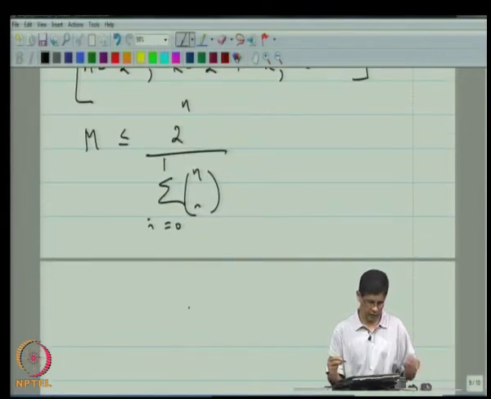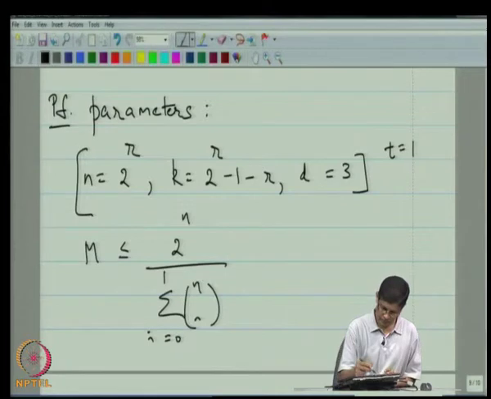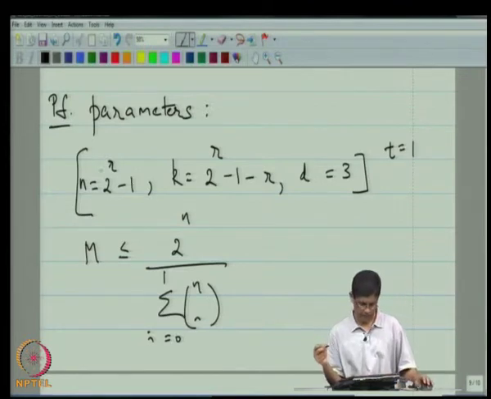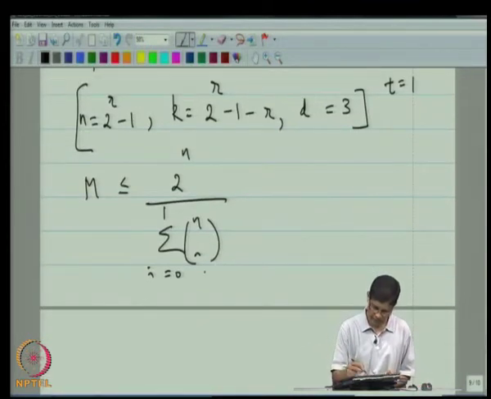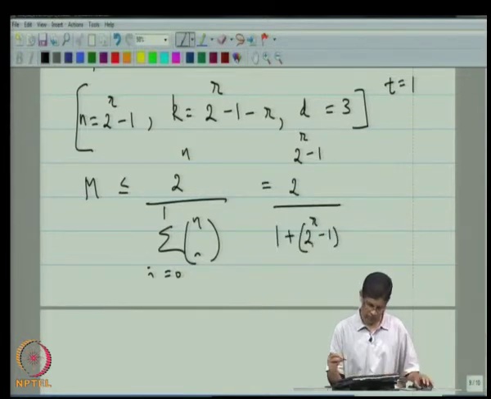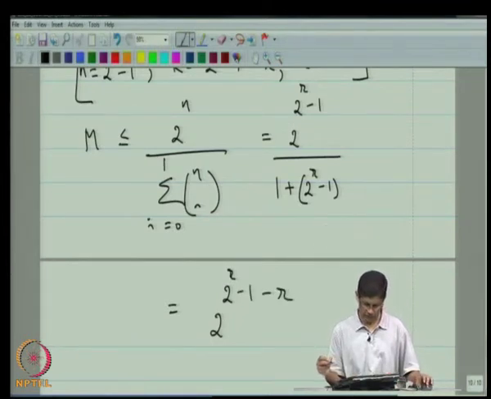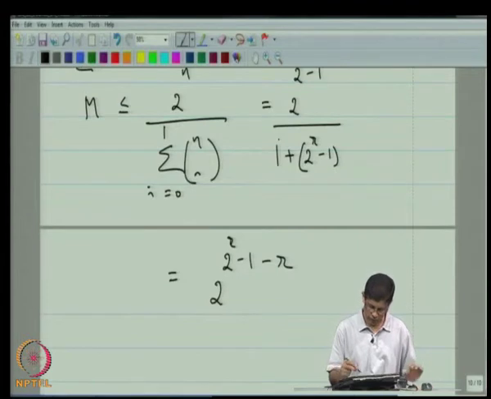By the way, there is a small typo here. n is not 2 to the r, it's n is 2 to the r minus 1. So if you apply this, then this is 2 to the n divided by 1 plus n, which is 2 to the 2 to the r minus 1 divided by 2 to the r, which reduces to 2 to the 2 to the r minus 1 minus r, which is precisely the dimension of the code. So therefore it's perfect.